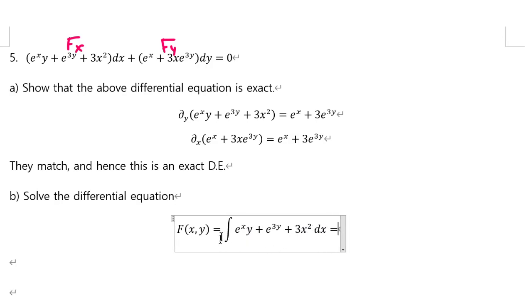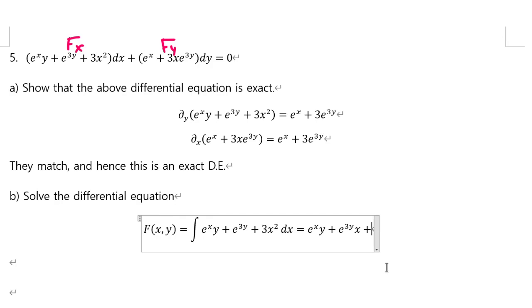And unfortunately for integrals, we don't have a different symbol for partial integration and straight up integration. But here, this integral should be interpreted as a partial integration, meaning that you're treating y as a constant. So you're just thinking of this as a function of x, and y is constant, and you're integrating as a function of x. So e to the x integrates to e to the x, there's no change there. e to the 3y is a constant, so if you integrate by x, it just obtains this x. And then plus, if you integrate 3x squared, that's x cubed.